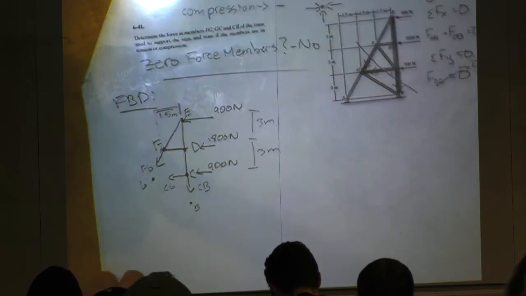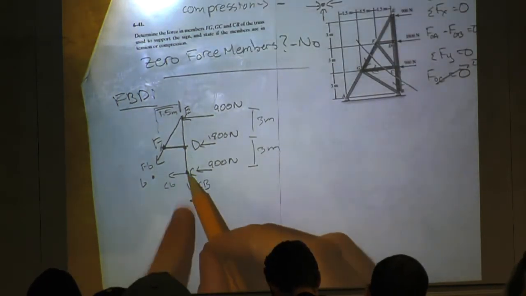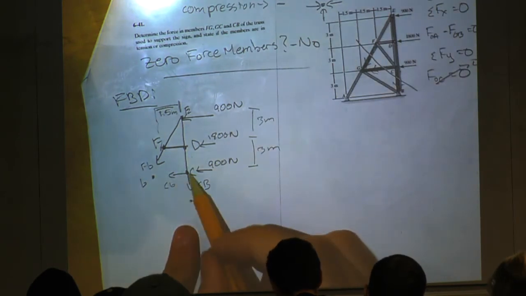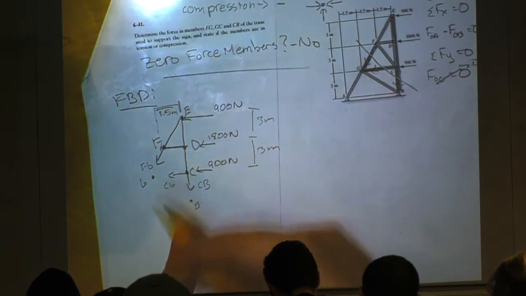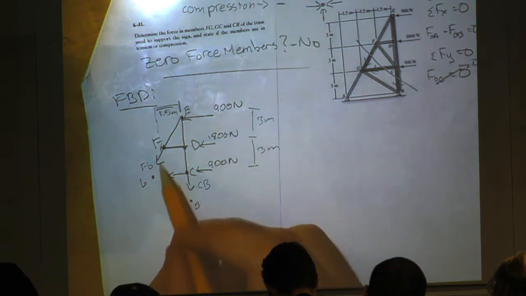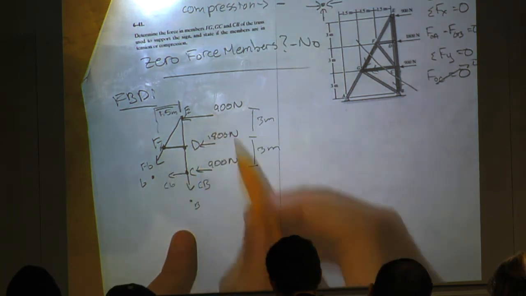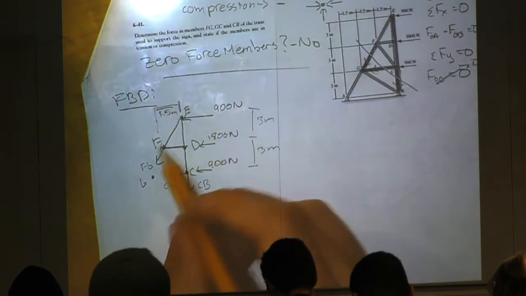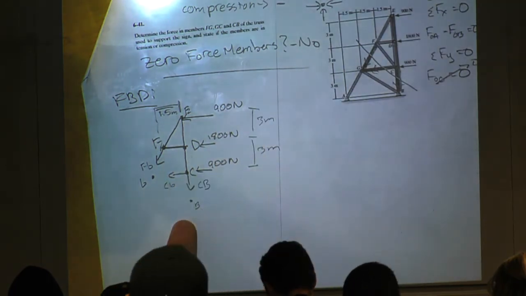So I'm going to say I want to take the moment. I could take the moment about point C, right? Because then I'd get rid of these 2 unknowns because they have no distance away from that point. So there is no moment created. And I can just find this, right? So I'd have all these other values. I'd have these 2 to deal with, and then this 1 value. So that's 1 unknown, 1 equation I can solve.